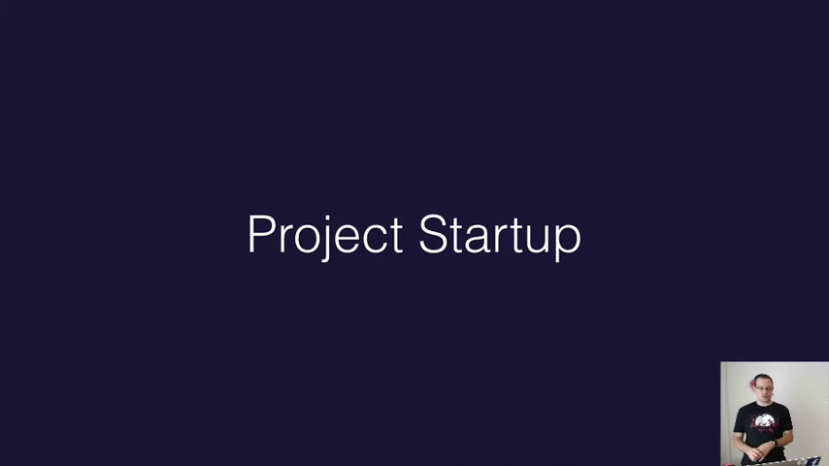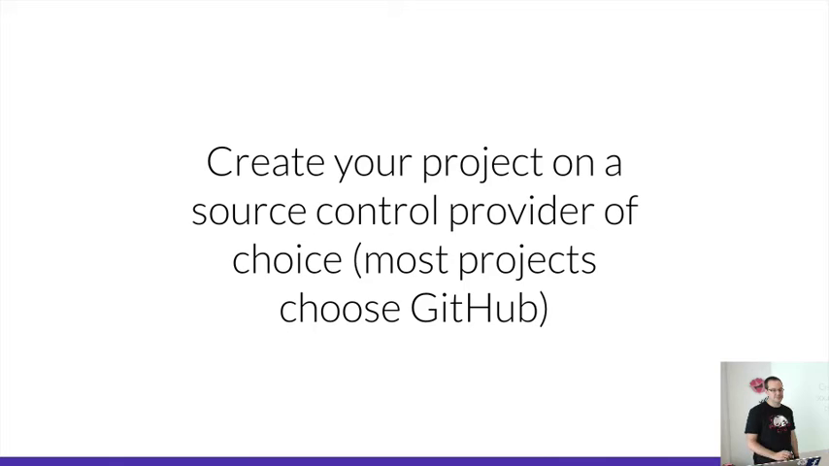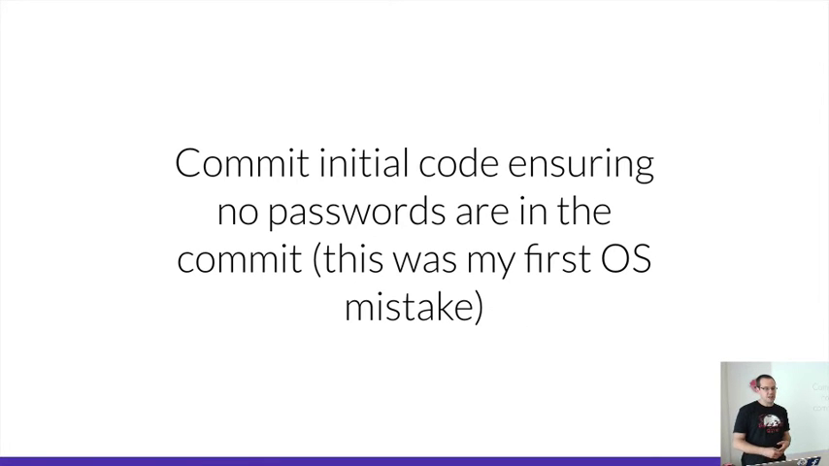So you've got your contributors, or you've chosen to go it alone. You've decided on a project name and planned what it will do. Now, how do you actually start writing that code? The first thing to do is create the project on a source control provider of choice. Most projects choose something like GitHub. And then commit initial code, ensuring no passwords are in the commit. This was my first open source mistake.